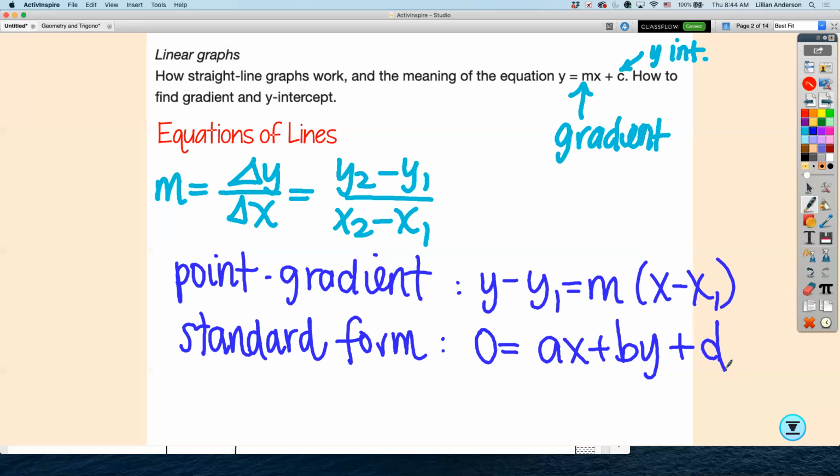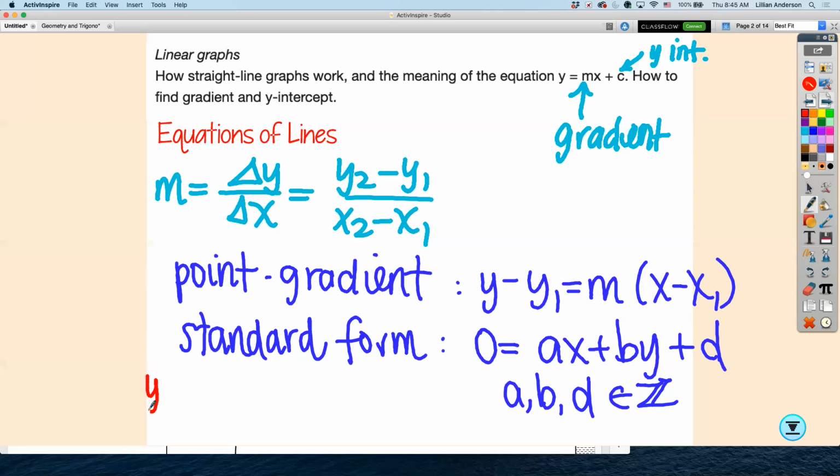That was standard form. A lot of times they would give you a problem that would say write it in this form where a, b, and d were elements of the integers. And so you had to be able to go from whichever form you wrote your line in, whether it was point gradient form or gradient intercept form, and then transition it into standard form. Remember, integers are what types of numbers? Any whole number that's positive or negative.